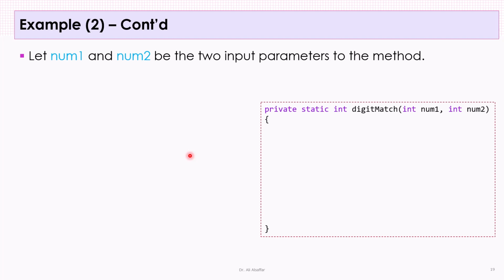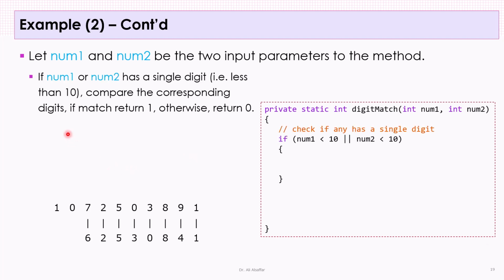We are going to stop, however, when one of the two numbers has a single digit remaining. And if this digit is a match with its corresponding digit in the other number, then the method returns 1, otherwise it returns 0. And this condition, as we will see later, will cover all cases that we have discussed previously. So now if num1 or num2 has a single digit, I mean if one of them is less than 10, then we compare the corresponding digits. If there is a match, then the method returns 1, otherwise it returns 0. And this represents the base case that we have just discussed a minute ago.